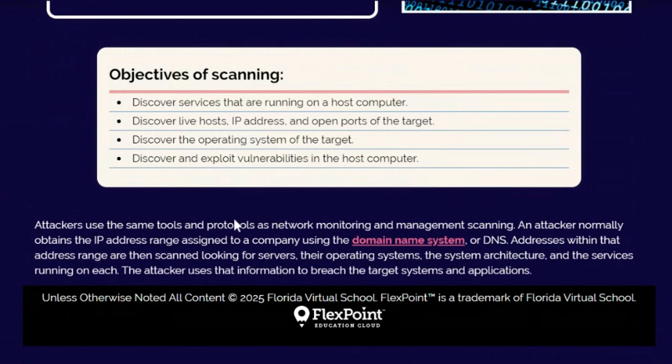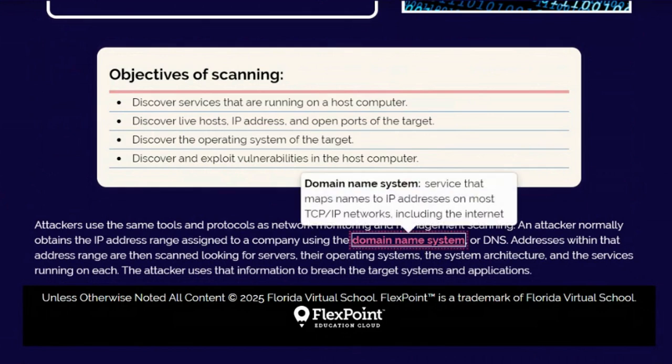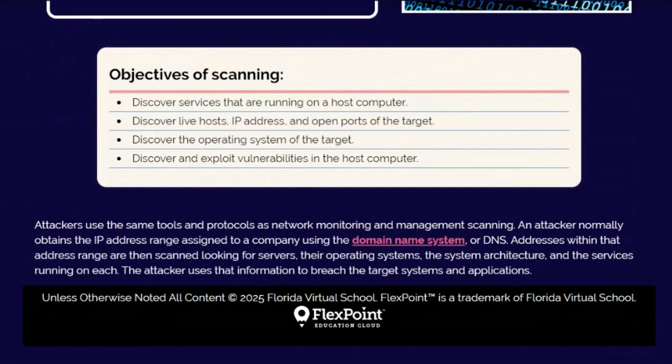So attackers use the same tools and protocols as network monitoring and management scanning. An attacker normally obtains the IP address range assigned to a company using the domain name system, or DNS, which is defined as a service that maps the names to IP addresses on most TCP/IP networks, including the internet. Addresses within that address range are then scanned looking for servers, their operating systems, the system architecture, and the services running on each one. So the attacker uses that information to breach the target systems and applications.